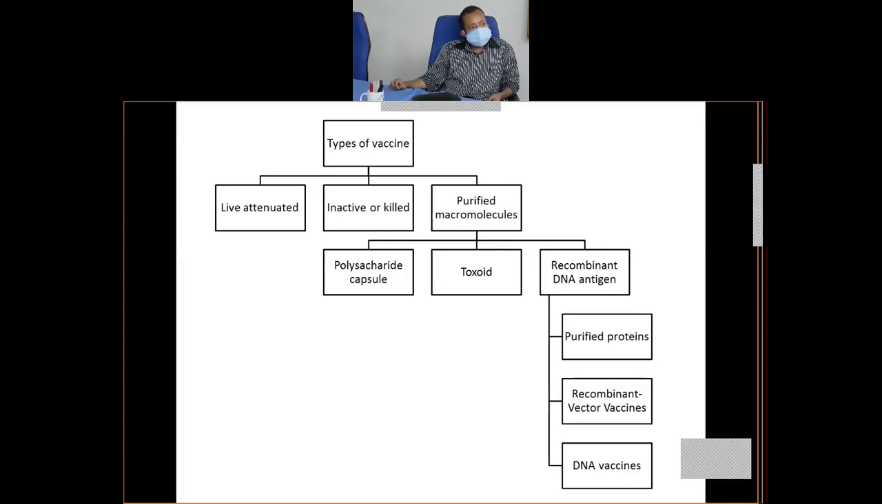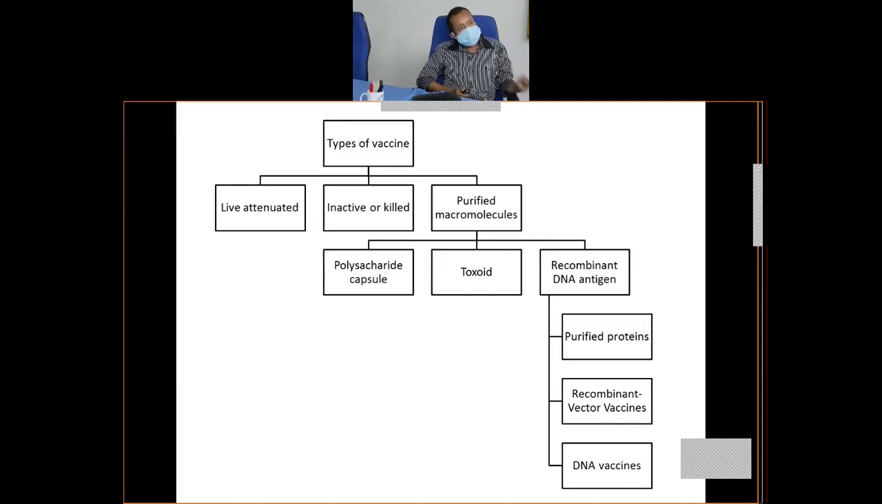Live attenuated vaccines are basically live organisms. Inactivated or killed, the name itself signifies that these are the killed vaccines. Then there are purified macromolecules. That means in purified macromolecules, we are not using the whole virus or whole pathogen, only a part, like the polysaccharide capsule, or maybe the toxin in the case of toxoid. Plus the last one, the recombinant DNA antigens, where you can again subclass into 3 headings: purified proteins, recombinant DNA vector vaccines, and finally DNA vaccines. So we'll discuss one by one.